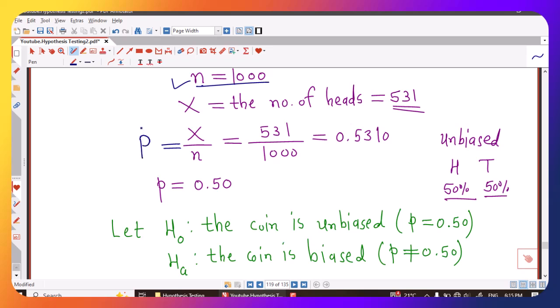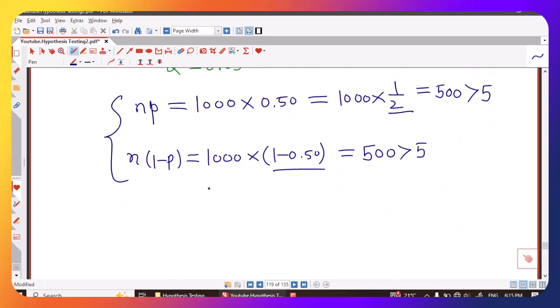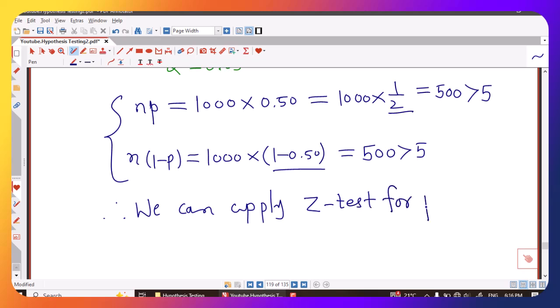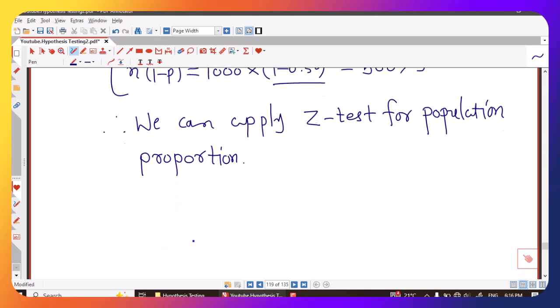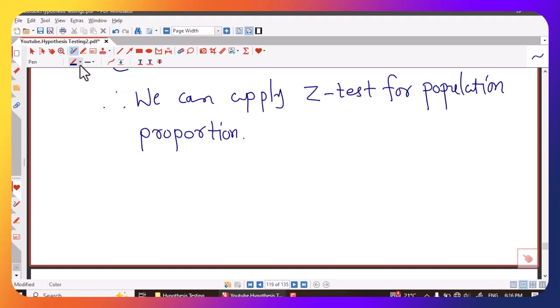So this is nothing but the sample proportion, which we denote by P hat. Sample proportion here is 0.5310, and this small p is 0.50. Because the conditions are satisfied, we can apply Z test for population proportion, and the formula for the test statistic is as follows.